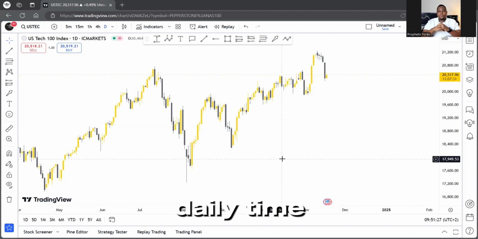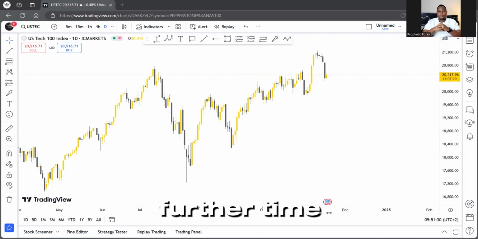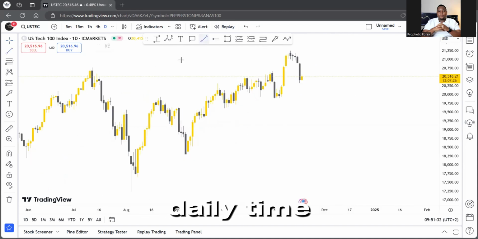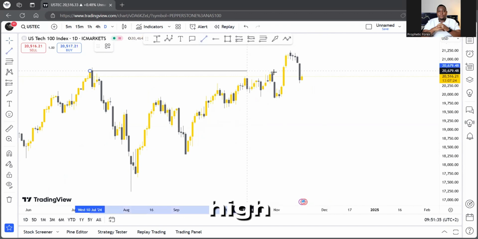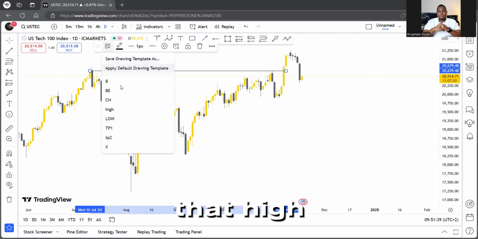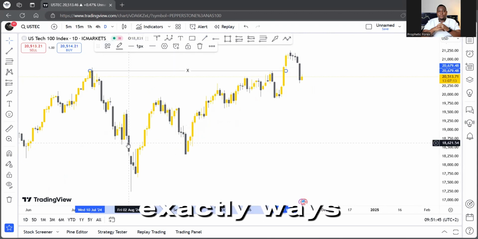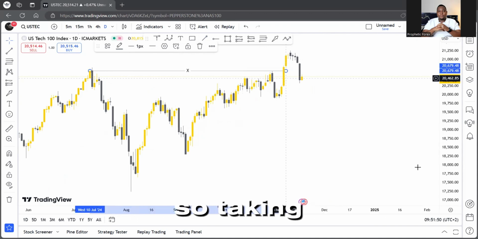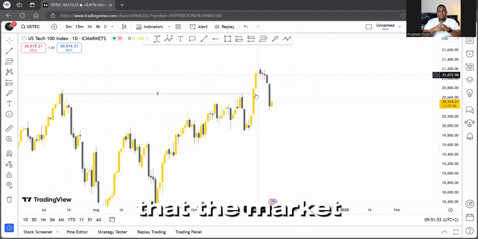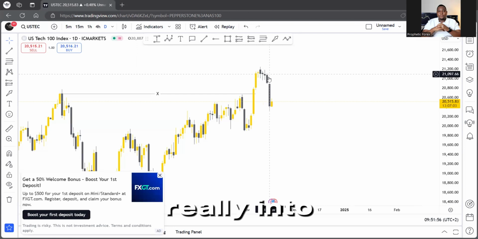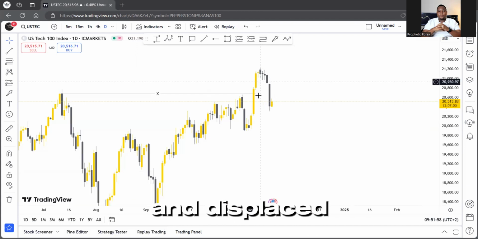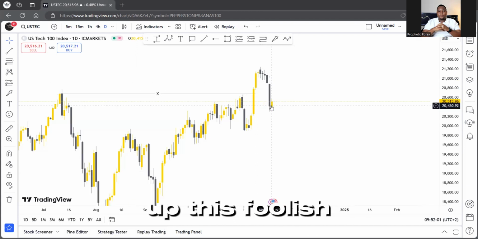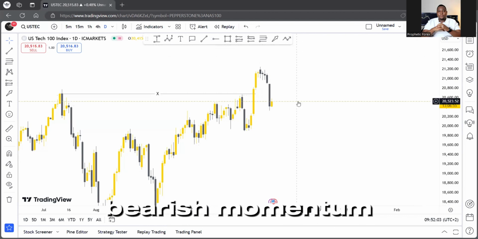Now we're on the daily time frame. I don't want to waste any further time here. I just want to take this high. There we go. When you take that high, you stretch it across. Why am I doing this? It makes me highlight exactly where we're trying to navigate a change of trend, if we're going to have a change of trend whatsoever. So taking this previous high, we can see that the market really did rally into it, quite very bullish, and displaced it, or matched up this bullish momentum with this bearish momentum.